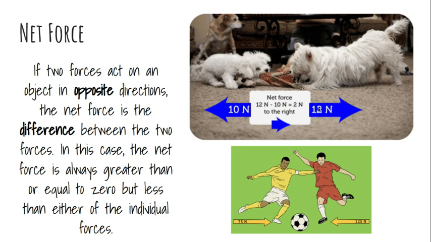If this dog is pulling with more newtons of force to the right, and this dog is pulling with less newtons of force to the left, how are both of them going to move? Well, that toy is going to move to the right, but it's only going to move to the right with 2 newtons of force, because this cancels out 10 newtons of this force. So we subtract if they're going in different directions.